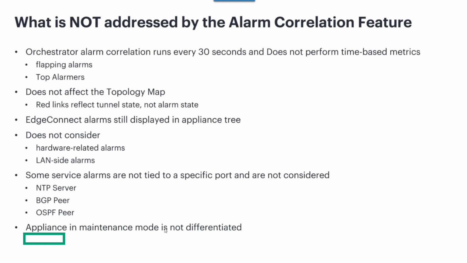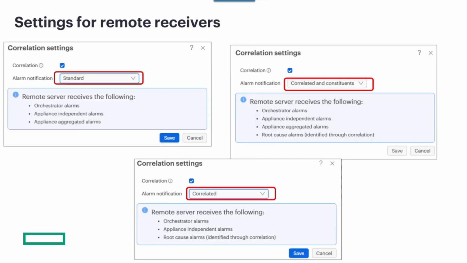Appliance in maintenance mode, we don't do anything special about it. If it's in maintenance mode and all the tunnels are down, it'll say appliance name Bob, who's in maintenance mode, has tunnels down.